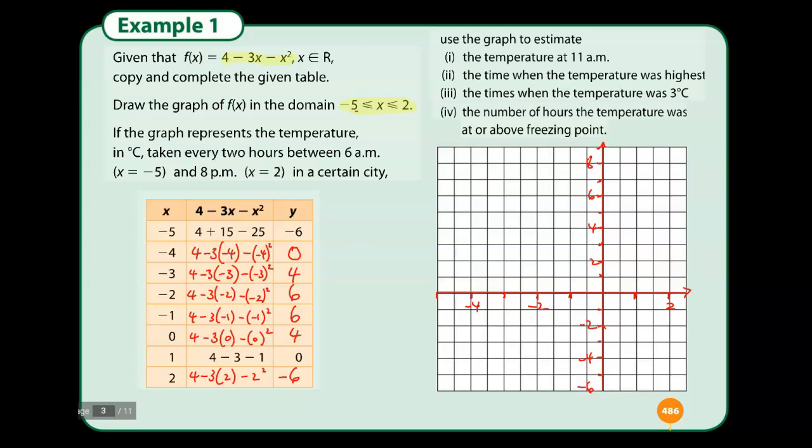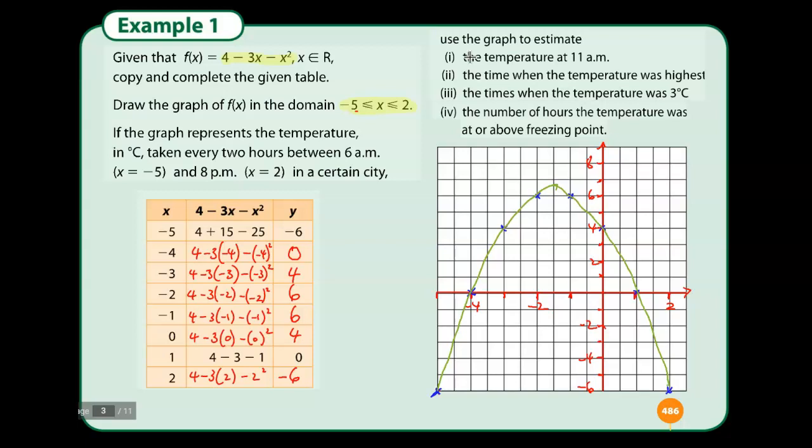So plotting the points. The points we're talking about here are (-5, -6), then (-4, 0), (-3, 4), and so forth. So I've plotted the points, and then I can join them up with a nice smooth curve. They're never going to be perfect, but do the best you can. If you have a pencil, you can rub it out and improve it with a sketching process. I'm limited with this digital pen to be able to do something that's ideal.